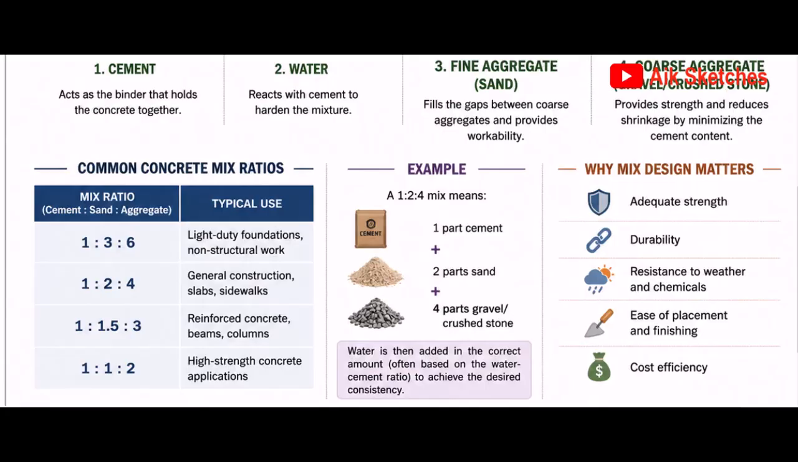crushed stone. If your method of measurement is using a shovel, it means one shovel of cement, two shovels of sand, and four shovels of gravel or crushed stone. That's basically how the mixtures are made. Water is then added in the correct amount, often based on the water cement ratio, to achieve the desired consistency.